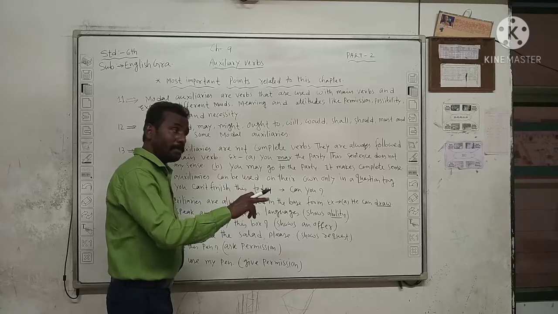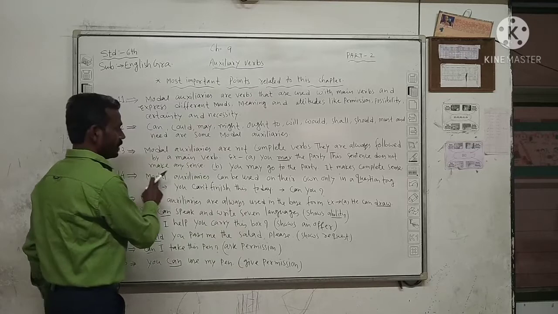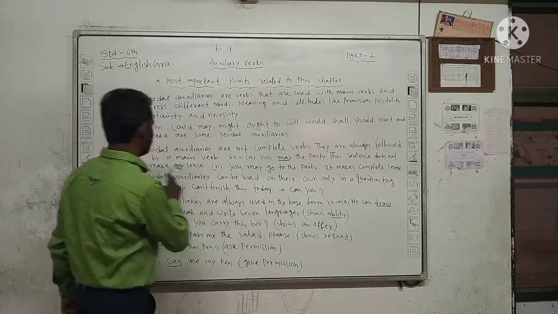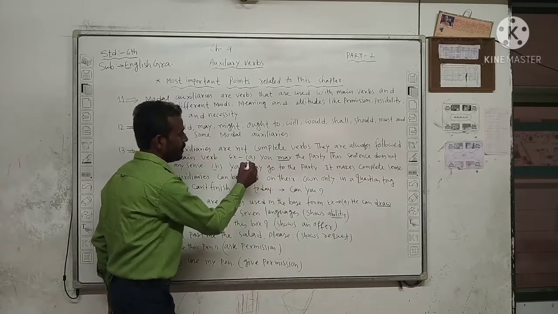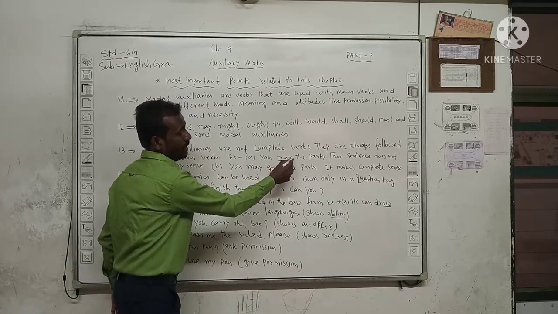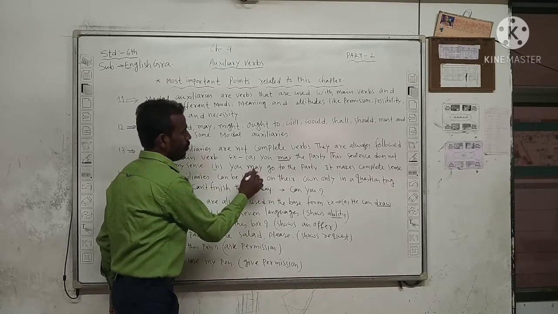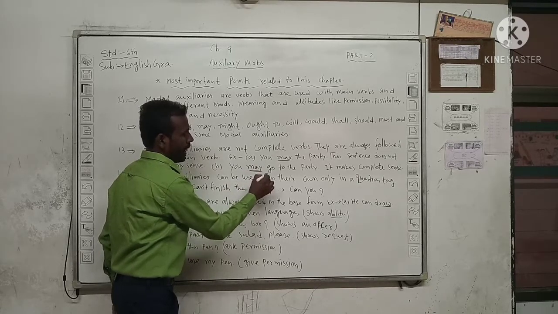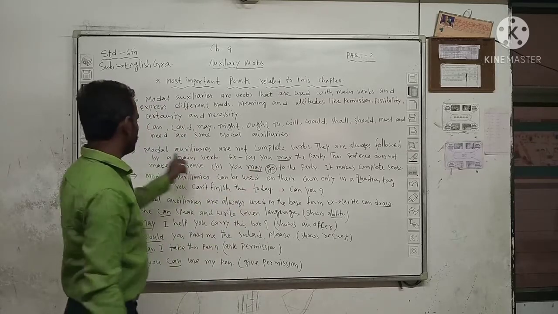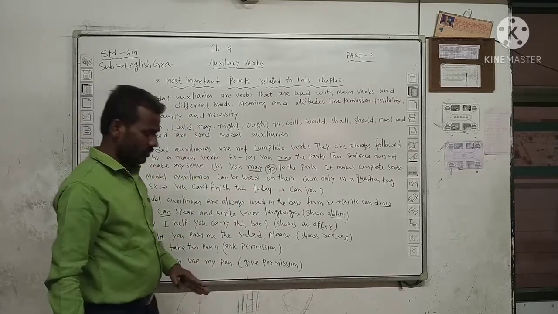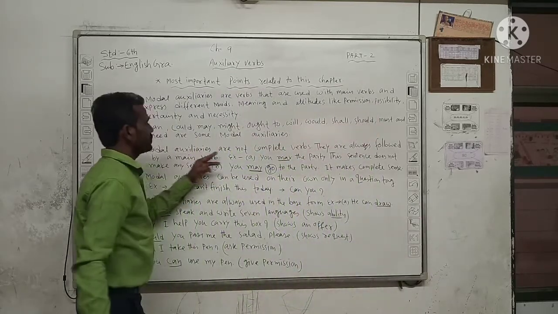In the B number I have given the same. See the B number I have written here. B number example is: you may go to the party. Look here, example A, after may no main verb. But example B, you may go. May is the modal verb, and after the modal verb go is the main verb. So that means you understood. This is right.